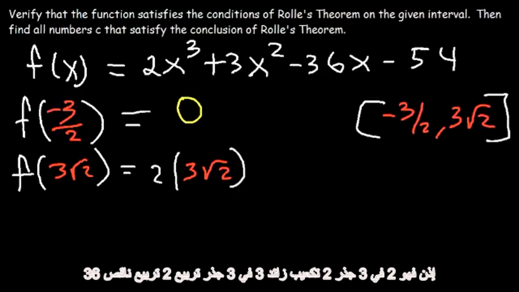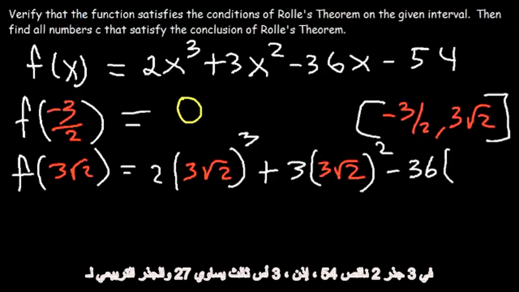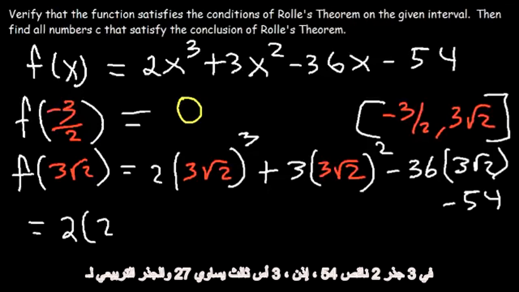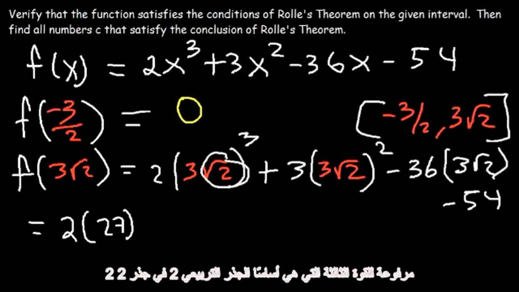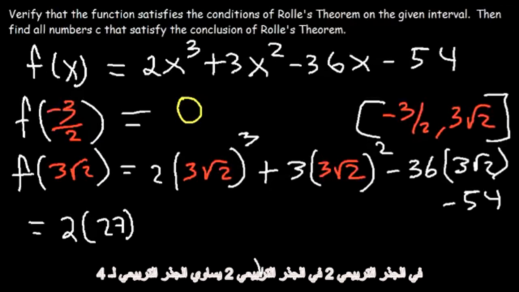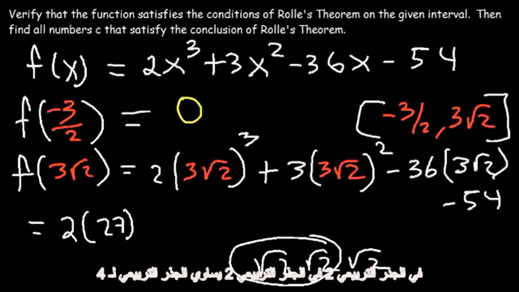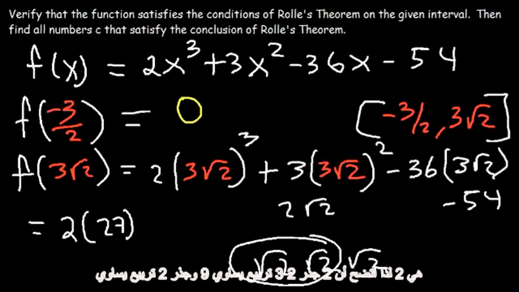So it's 2 times 3 root 2 cubed plus 3 times 3 square root 2 squared minus 36 times 3 root 2 minus 54. So 3 to the third power is 27, and the square root of 2 raised to the third power, that's basically square root 2 times root 2 times root 2. The square root 2 times square root 2 is square root 4, which is 2. So it turns out to be 2 root 2.